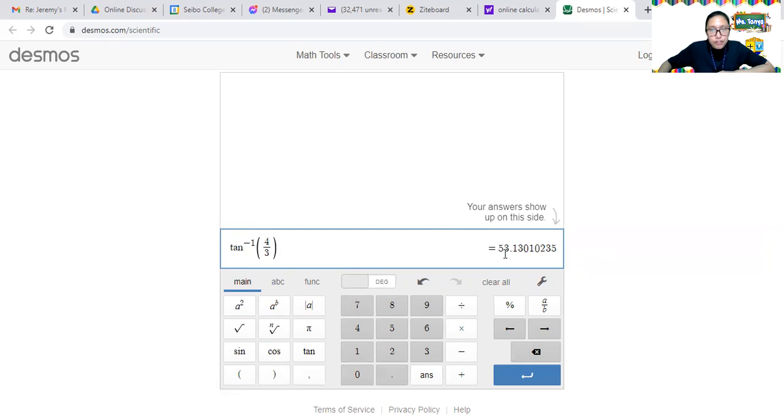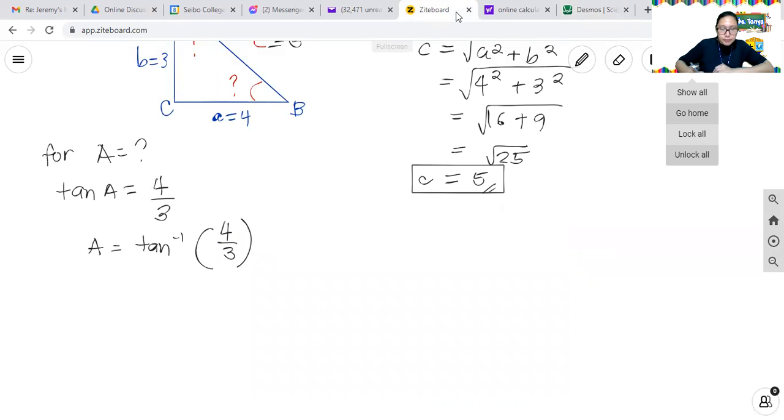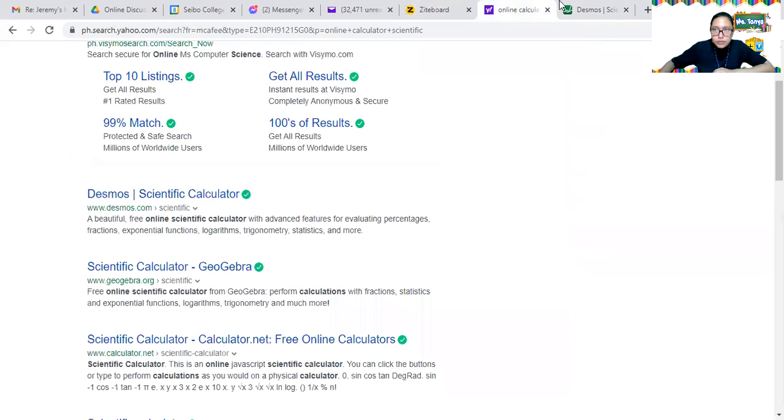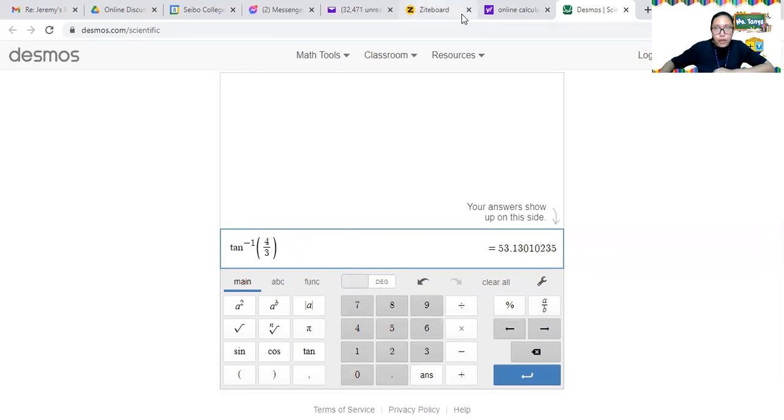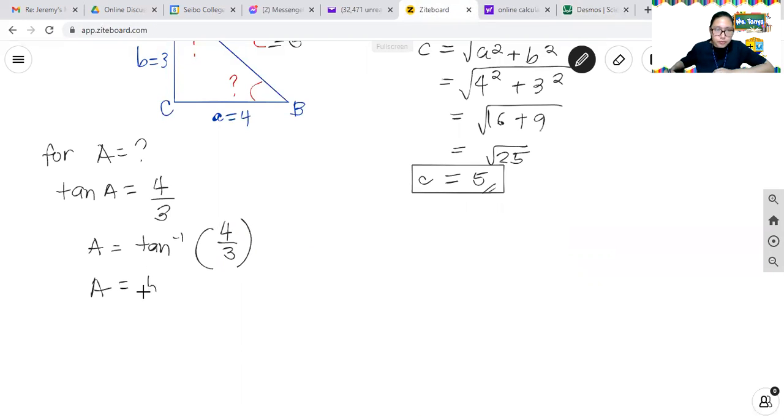Then the answer is 53.30. Therefore, the value of angle A is again 53.30 degrees. So we already have a value for A, and I will put it here.